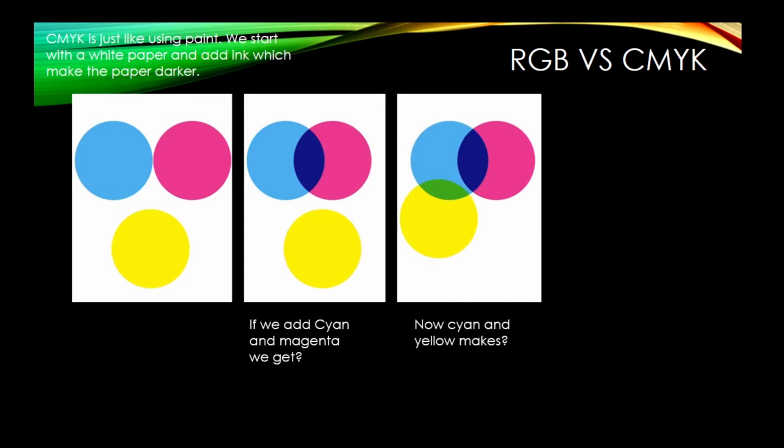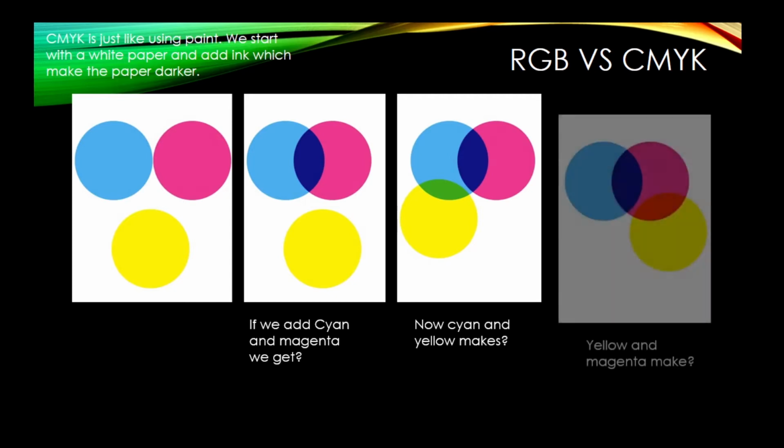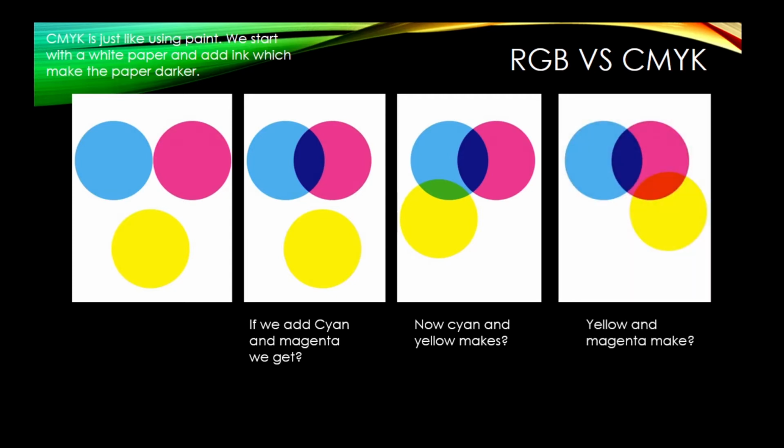Green. Yes! Oh, I thought you said it's magenta and yellow. Okay, so what's magenta and yellow? Red. So now what happens if we make cyan, magenta, and yellow? Black.